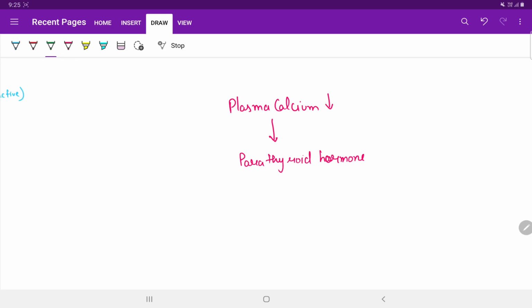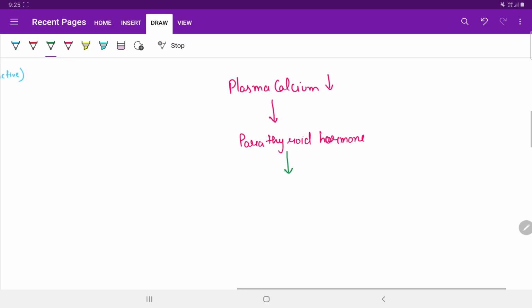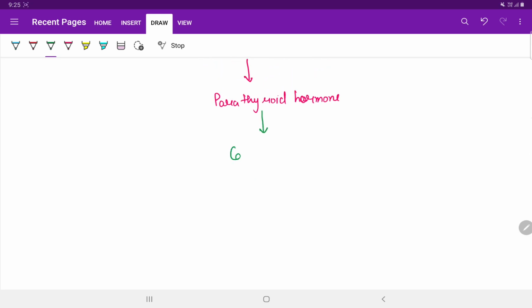This parathyroid hormone leads to formation of calcitriol from the calcidiol in presence of alpha hydroxylase enzyme, and this leads to a 3-step metabolism. First is the renal calcium absorption, that is occurring in presence of calcitriol. Next, the intestinal calcium absorption.